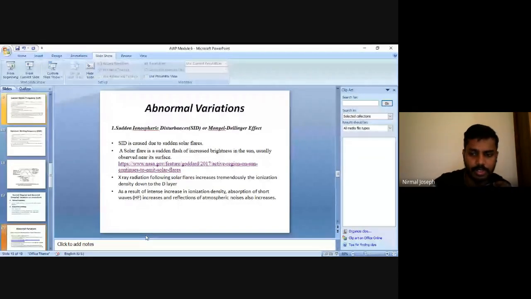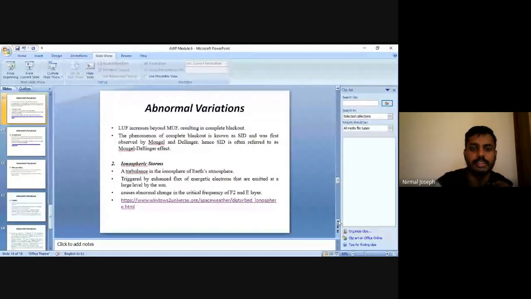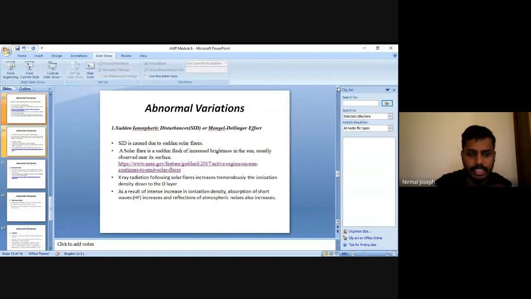The value of the lowest usable frequency increases beyond the maximum usable frequency, and it results in a complete blackout. We already saw that in the previous slide. The ionic density of the ionosphere increases, and reflection of ionospheric noise also increases.